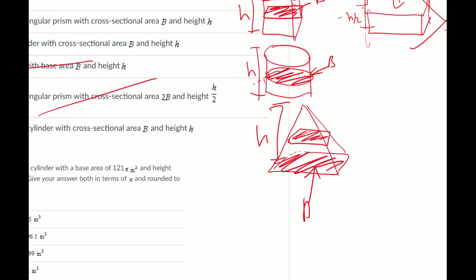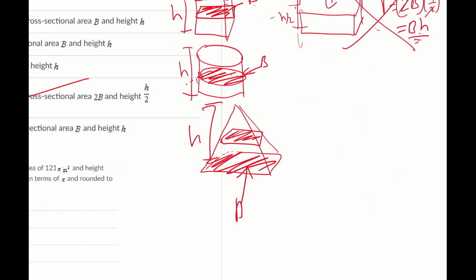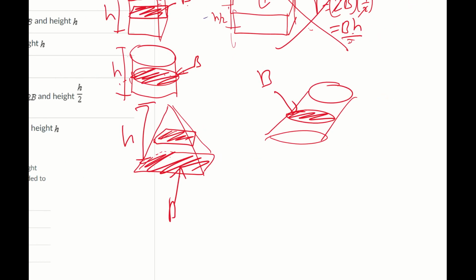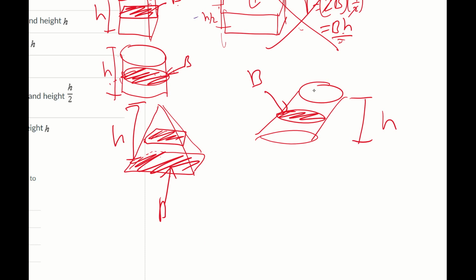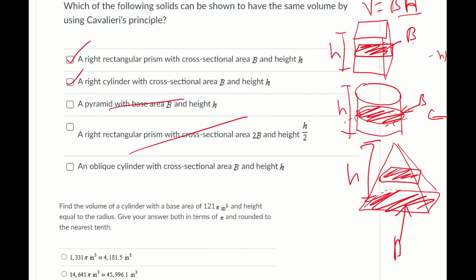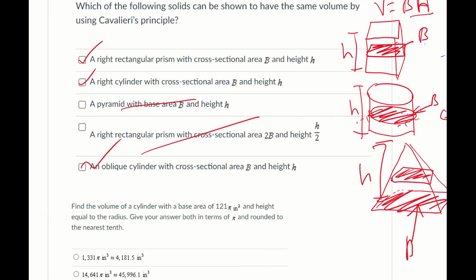An oblique cylinder with cross-sectional area B and height H. The answer is yes. The volume of this cylinder is BH by Cavalieri's principle, right? Because it's the same as this cylinder here by Cavalieri's. They have to be the same. If they're the same height and the same cross-sectional area everywhere, which they do, then by Cavalieri's principle, that's the volume. So that is correct.